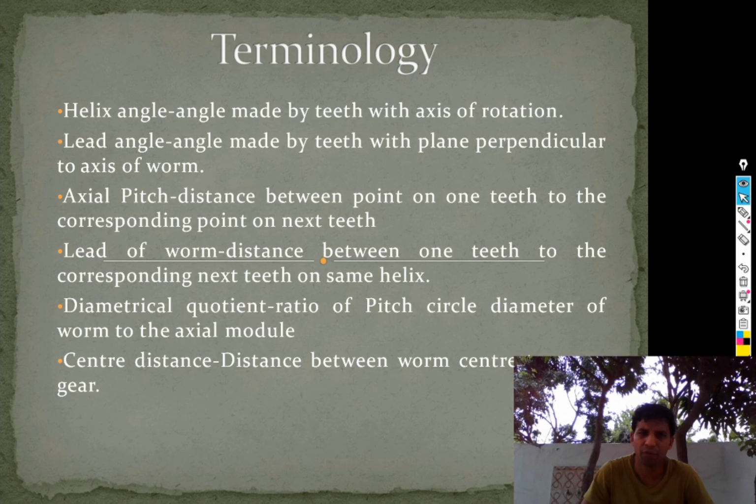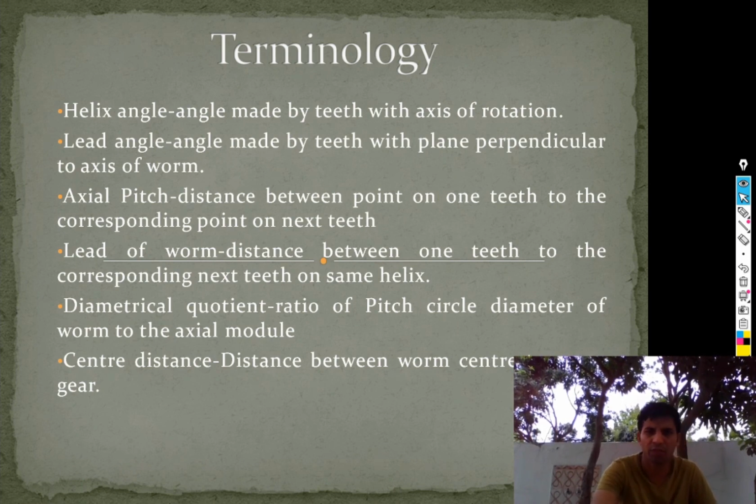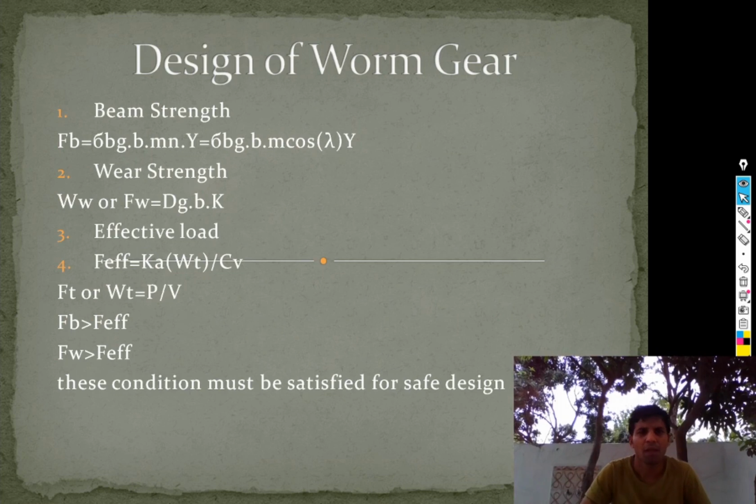So the diametrical quotient is also an important term: pitch circle diameter to the axial module. And center distance, you already know: the distance between the worm center and the worm gear center is known as the center distance. So these terms are used in our design procedure of worm and worm gear. Next is design of worm gear.